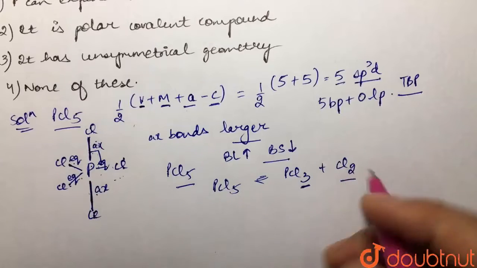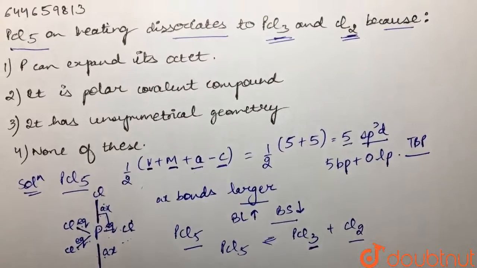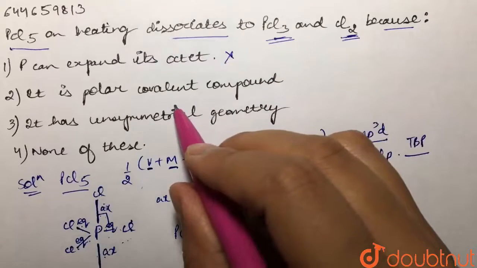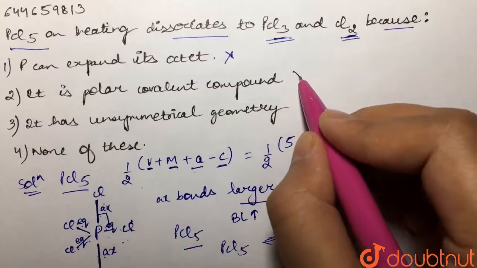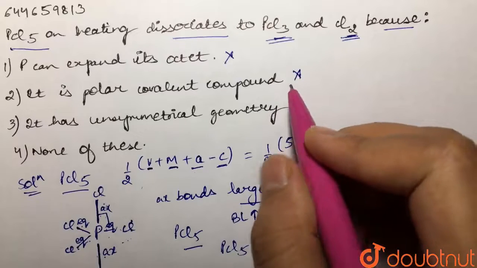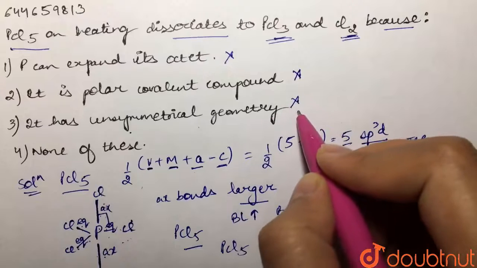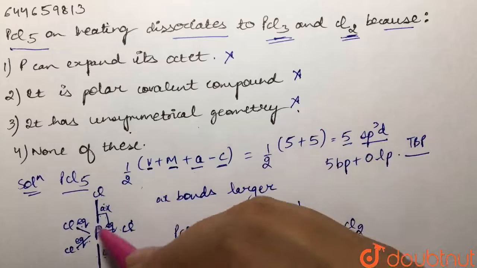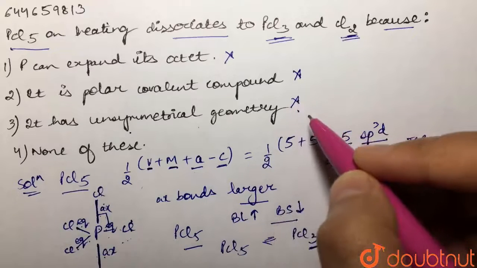So if you look at our options, the first option is saying that phosphorus can expand its octet. This is not the relevant reason why it dissociates into PCl3 and chlorine. Then they are saying it is a polar covalent compound. Again, it's not a relevant reason. Then it is saying that it has unsymmetrical geometry. This is also not correct. The geometry of the molecule is symmetrical, but its bonds are unsymmetrical, right? 2 are longer and 3 are shorter, but it does have a symmetrical geometry. So this is also not a correct option.